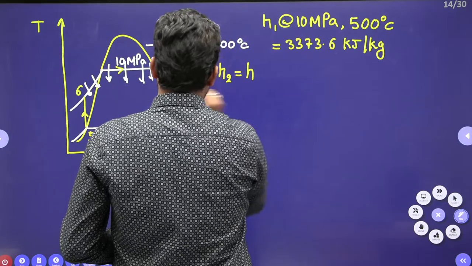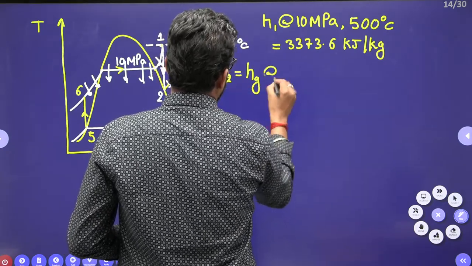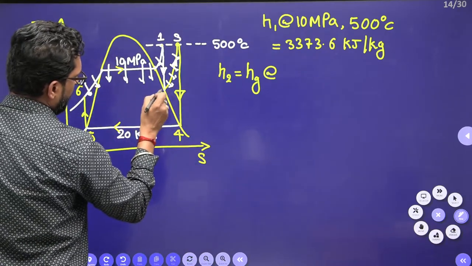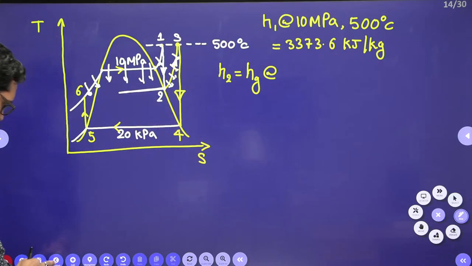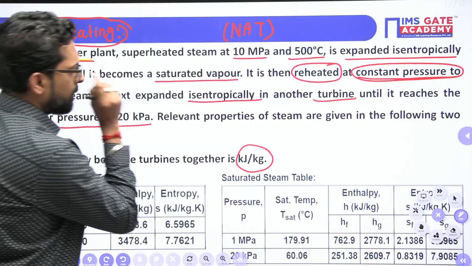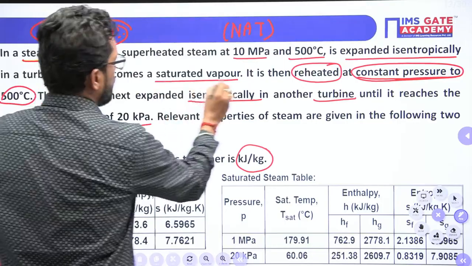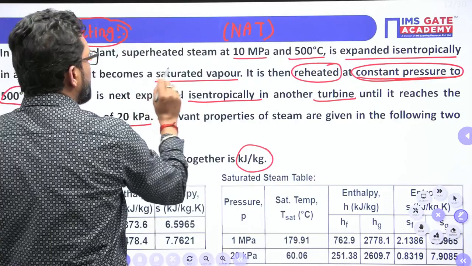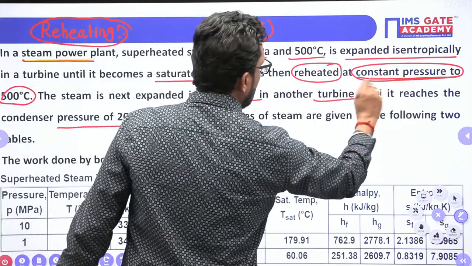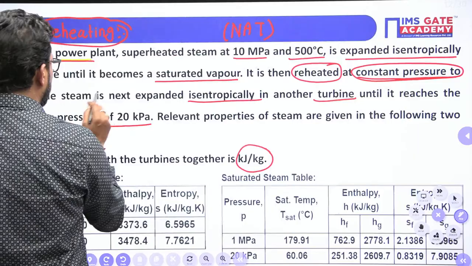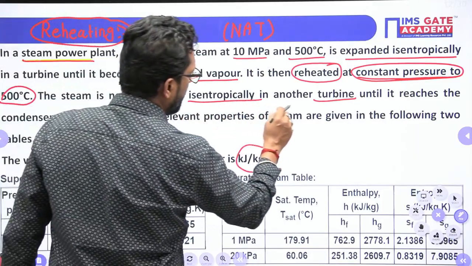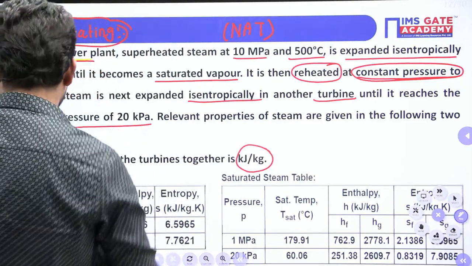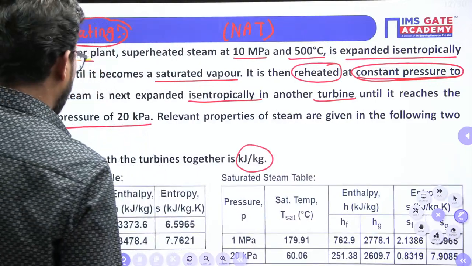Now what is H2, beta? It is Hg at which pressure? This is your 1 megapascal. It is given, no? The steam expands isentropically in the turbine until it becomes a saturated vapor. It is reheated at constant pressure to 500. The steam is next expanded isentropically in the turbine until it reaches the condenser pressure of 20 kilopascal. So, the superheated table is given.